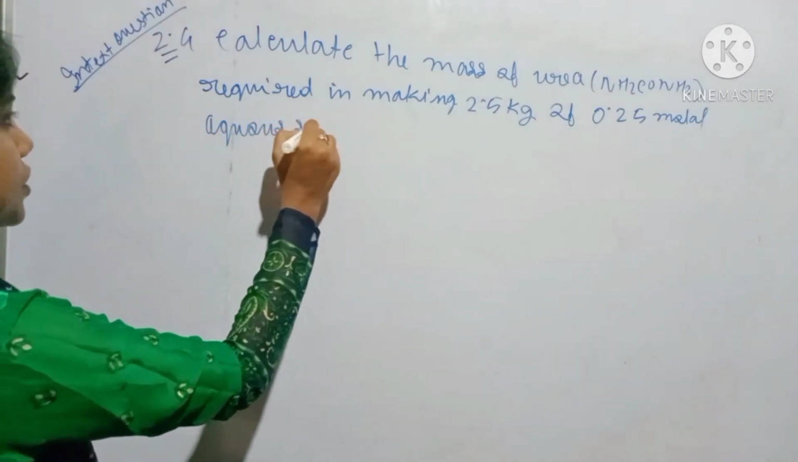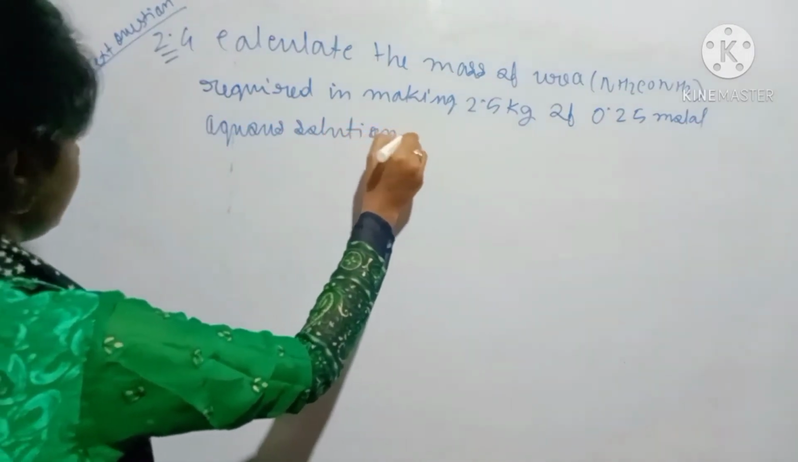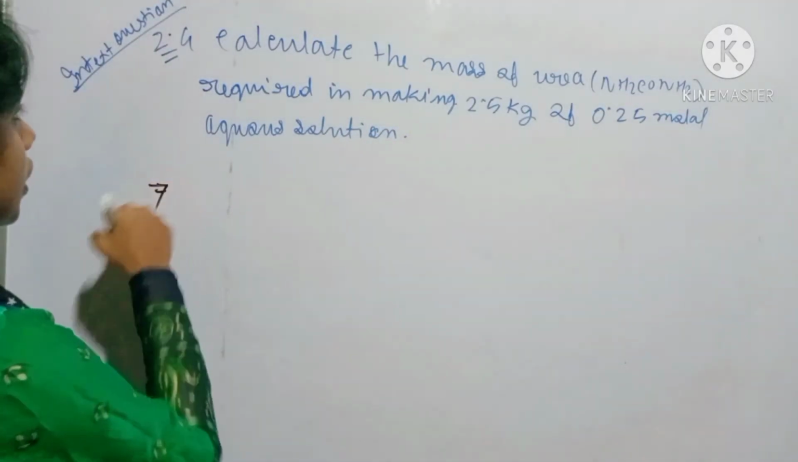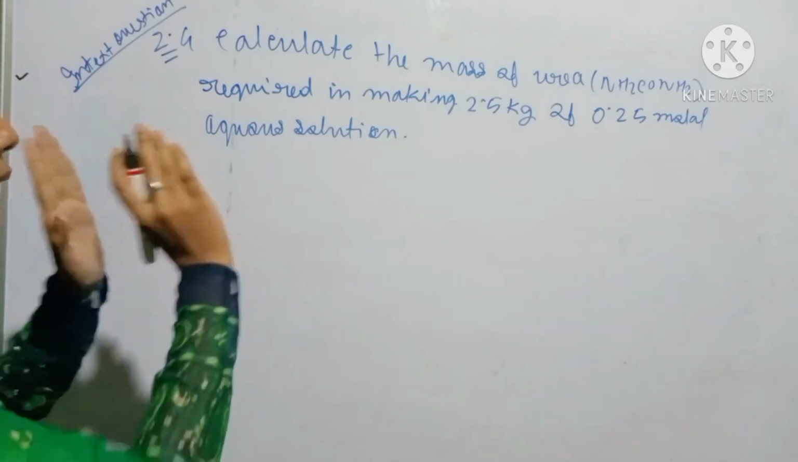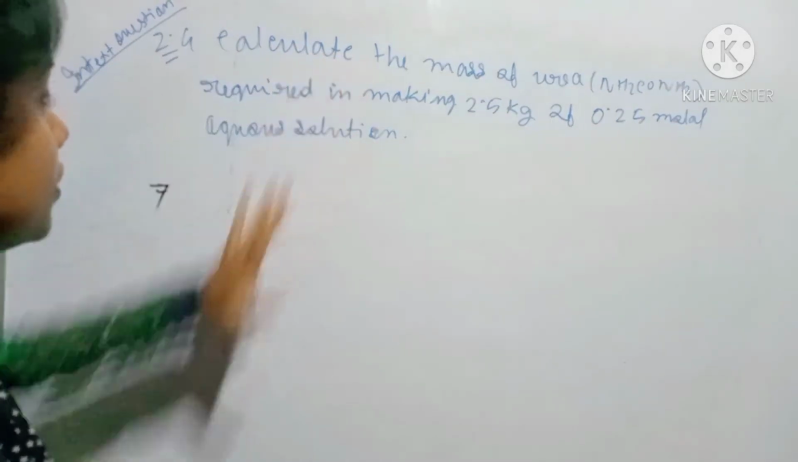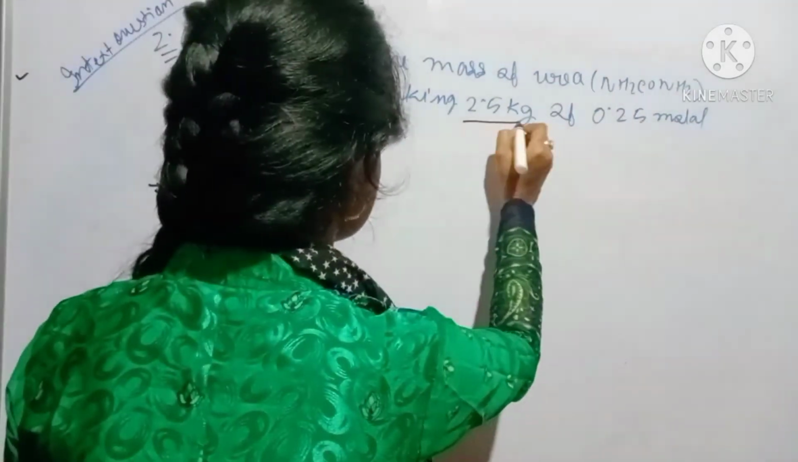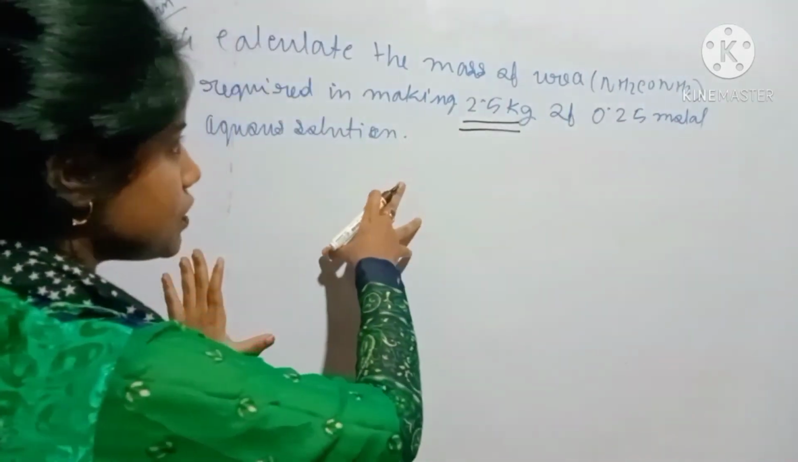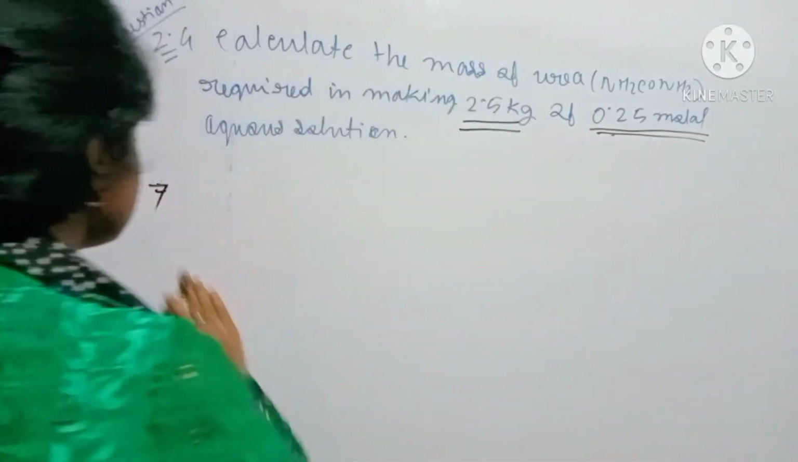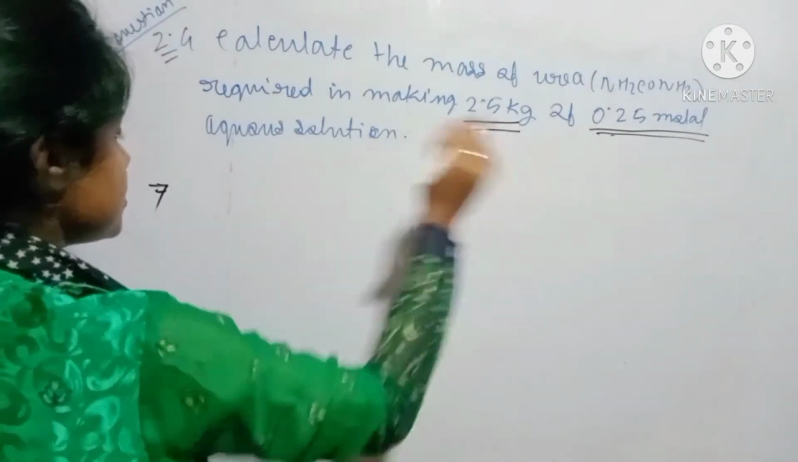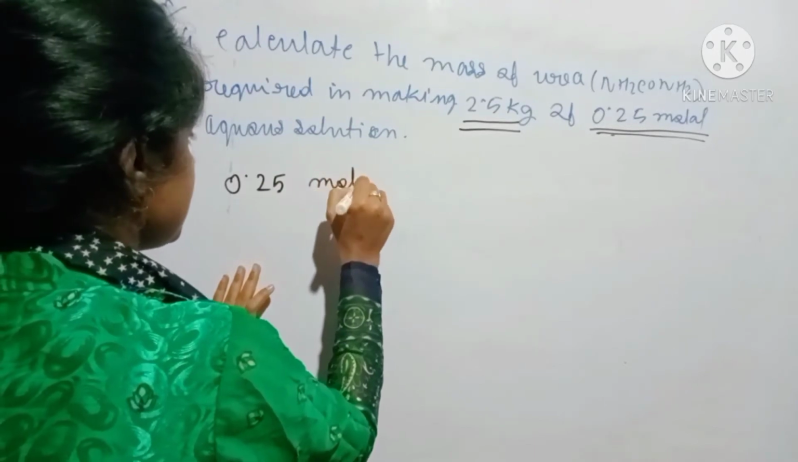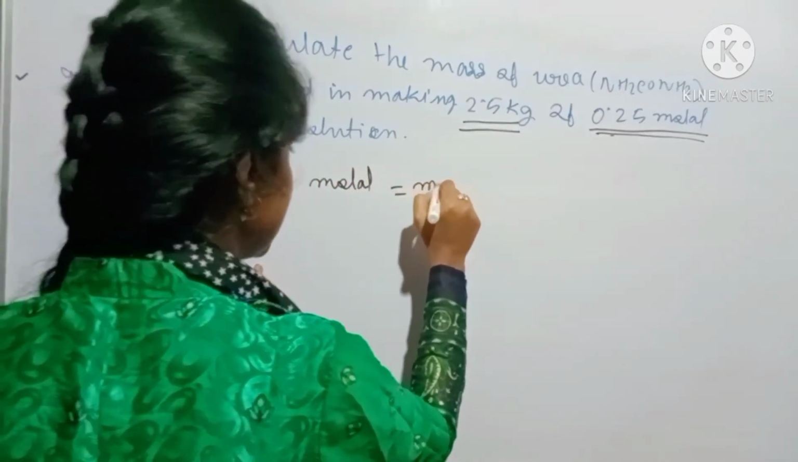It's a really very important question. Just watch the question very clearly and try to see what is given in it. There is some mass of the whole solution. Then they tell us about the concentration, which is 0.25 molal. Molal means molality.